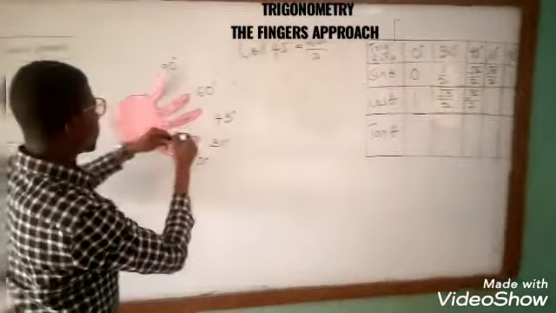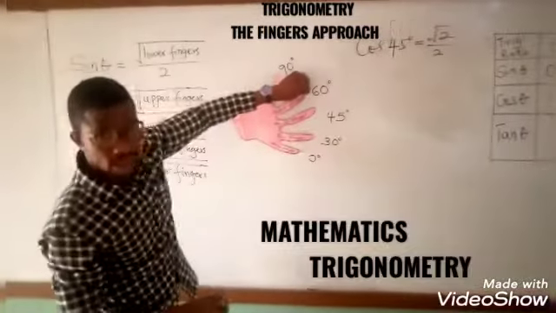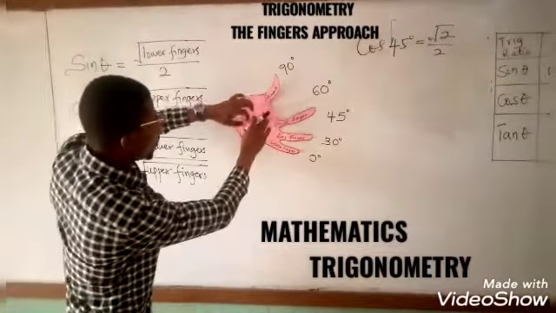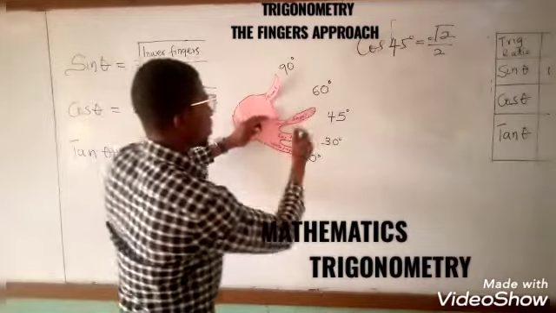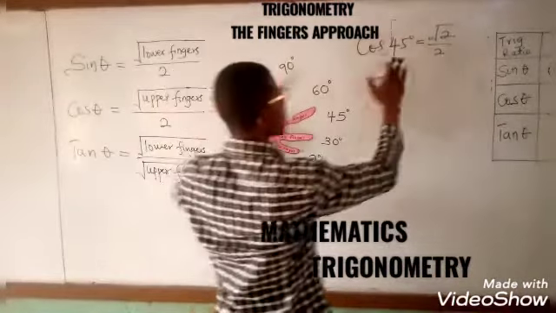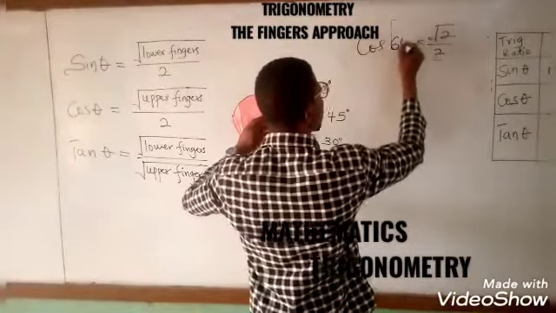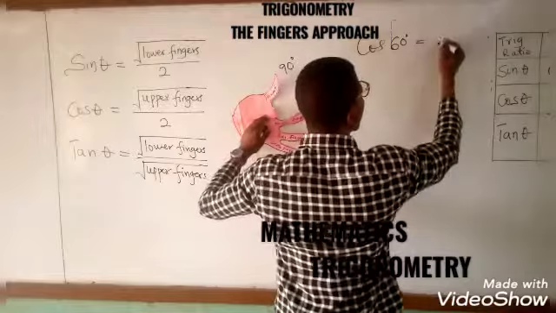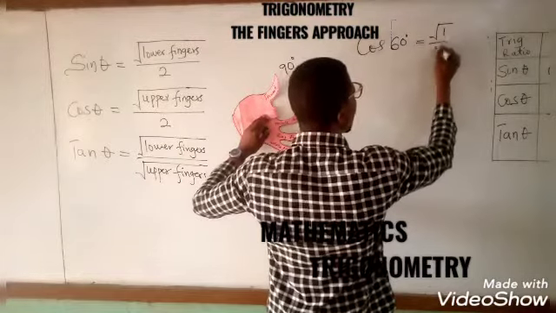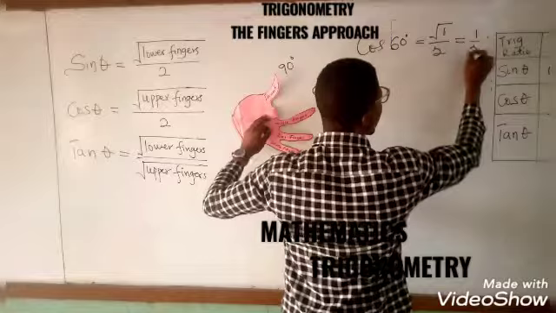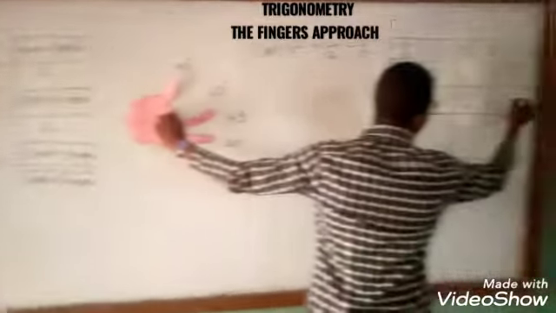We have cos 60 as well. We fold this finger, count 1. So for 60 degrees, we have root 1 divided by 2, which is a half.